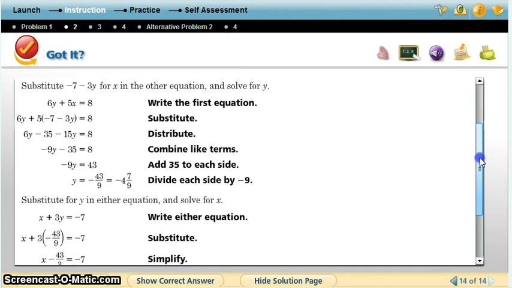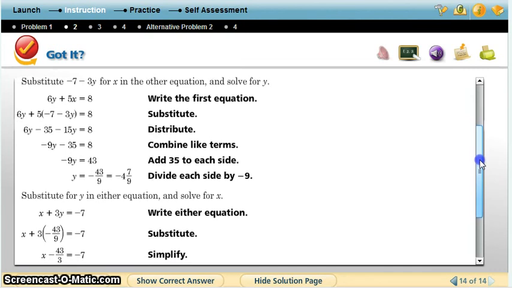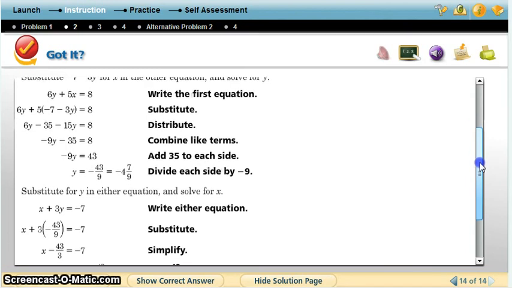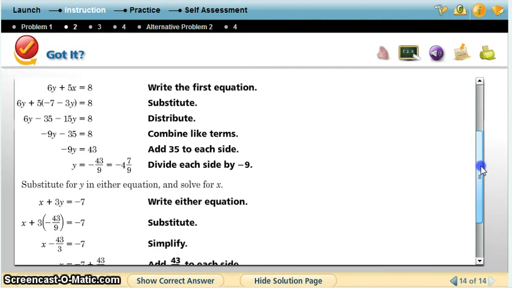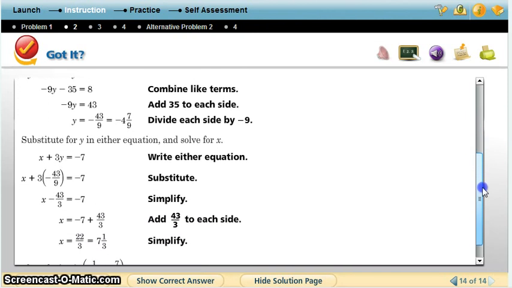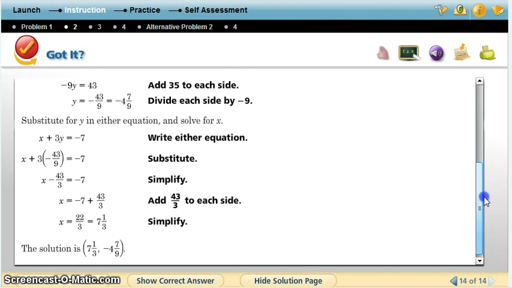They solved that equation and found the value of y. And then they were able to simplify once they substituted in the value for y. They simplified down to what the value of x is. So be sure to look through that problem, make sure you know how to solve those.